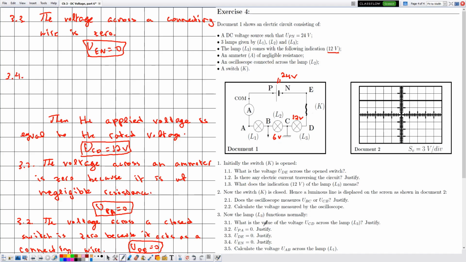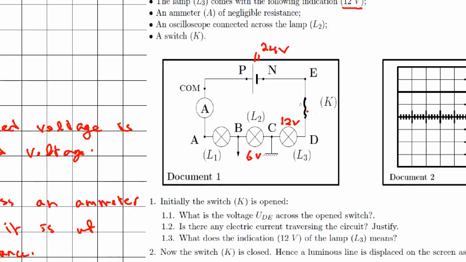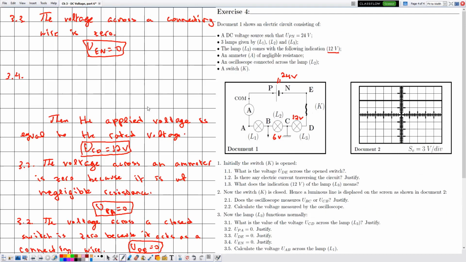Now in 3.4 they are telling me calculate the voltage UAB across the lamp L1. So here in the electric circuit the voltage of the battery is known, as well as the voltage of the lamp L2 and L3. UPA is 0 and UDE is 0 as well as UEN. Therefore the only unknown voltage is given by the voltage across the lamp L1, and this can be calculated using the law of addition of voltages.